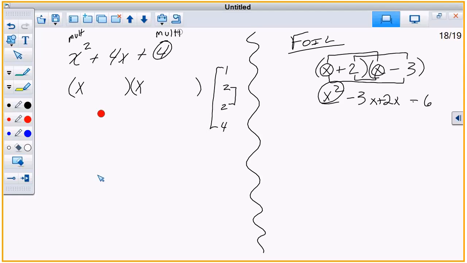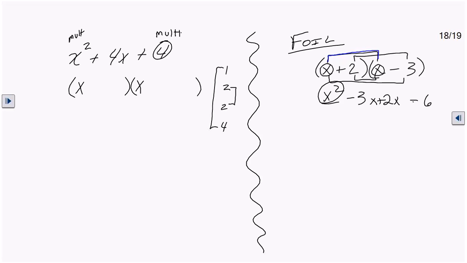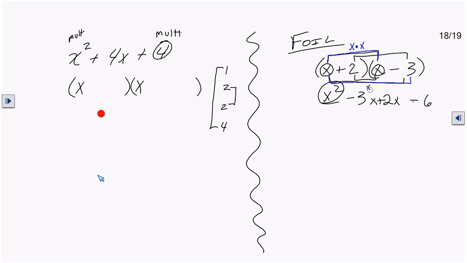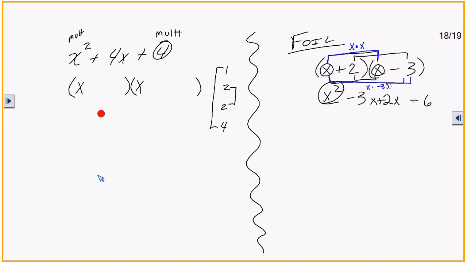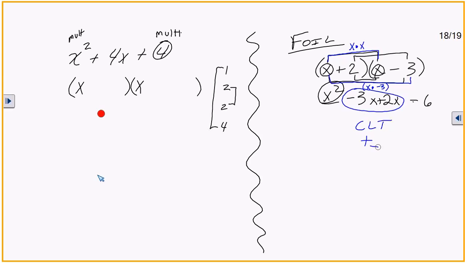So I use multiplication with this one, and I use multiplication with this one. Again, I'm thinking about reversing this. Remember, I'm going to highlight the first and the last. First, x times x. I use multiplication. Last, x times negative 3. So I used multiplication on both of those. But what did I use to get the middle number? I combined like terms, which means addition or subtraction.